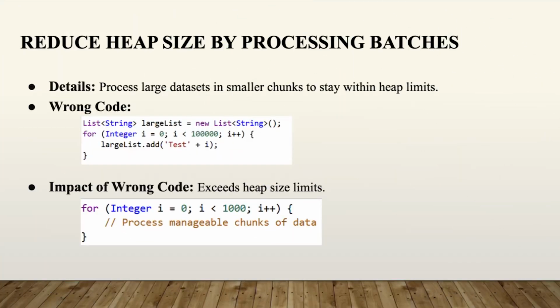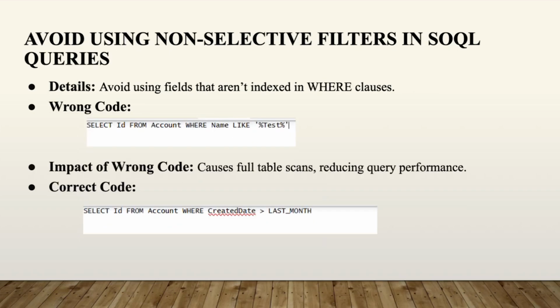Next, reduce the heap size by processing in batches. Even in the batch class, if you are passing large chunks of records, it's going to have a large heap size. Instead, we can reduce the batch size and process it. It's helpful mostly in batch Apex. So whenever you are writing code, you need to keep heap size in mind also.